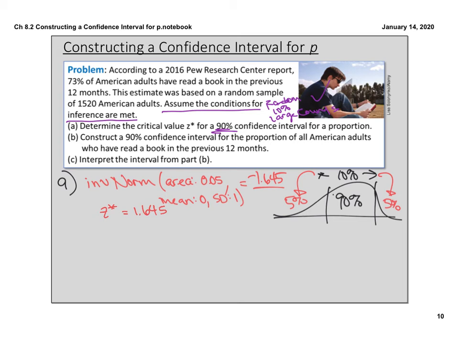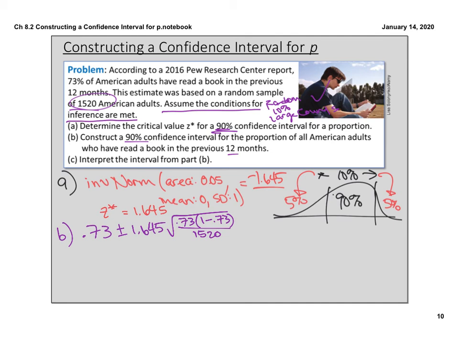Next, now I need to actually plug it into the equation. In part B, it says construct the 90% confidence interval for the proportion of all American adults who have read a book in the previous 12 months. So for B, now I'm going to use that equation. I have 0.73 plus or minus my Z star value, 1.645 times the square root of 0.73 times 1 minus 0.73 divided by n, which in this case is 1,520.